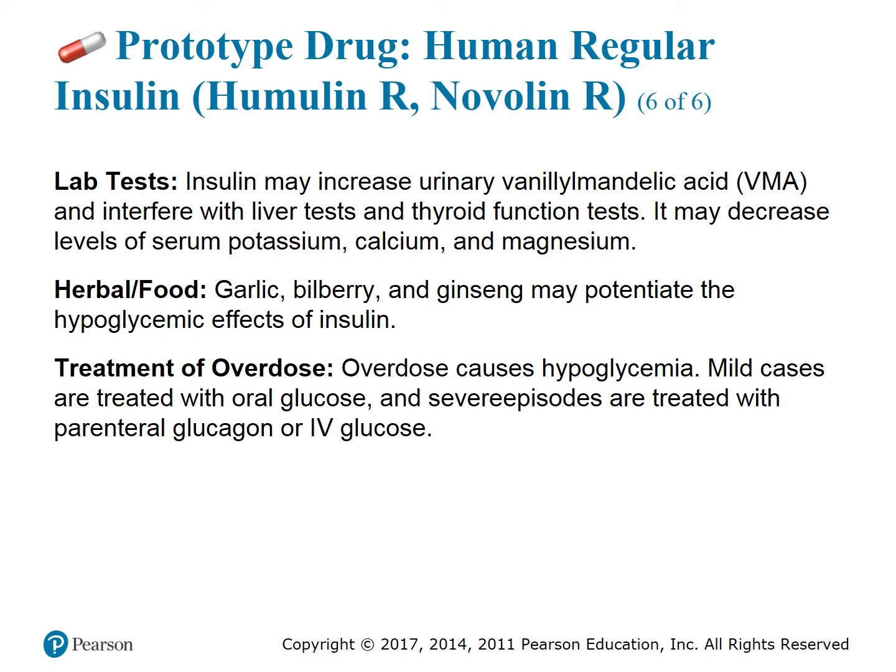If I give it to you IV, where's it going? Everywhere. At once. Okay? See the difference? So severe, IV, oral for mild. And check a sugar frequently, especially if you're giving them glucose, because you don't want to send them where? Hyperglycemic. Okay? Next.